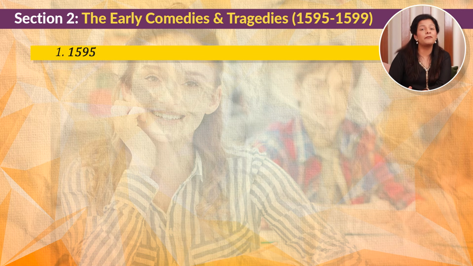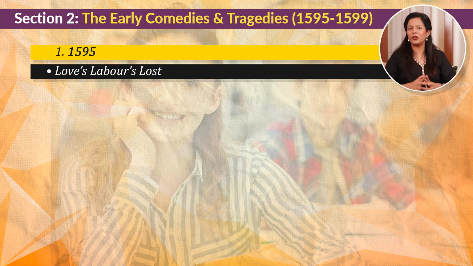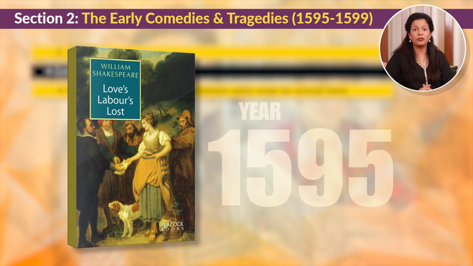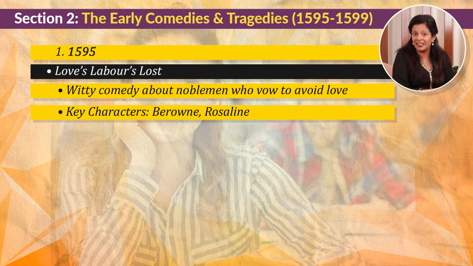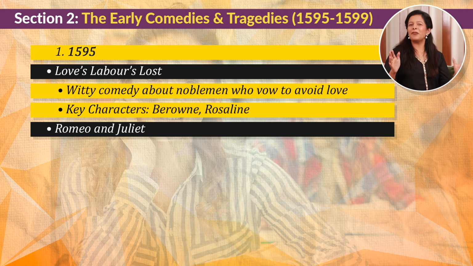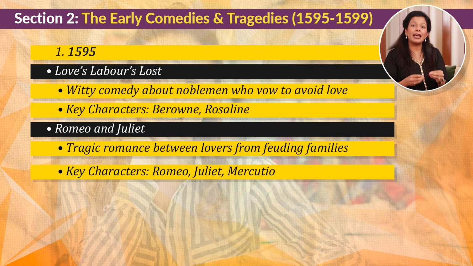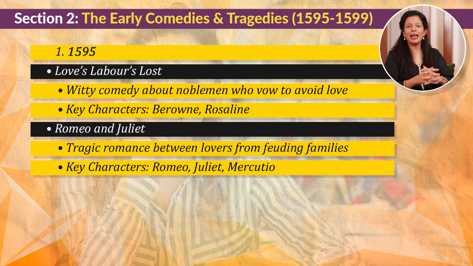In 1595, Shakespeare wrote 4 plays. The first is Love's Labour's Lost, a witty comedy about noblemen who vow to avoid love but end up falling for 4 ladies. The key characters are Biron and Rosalind. The second play of 1595 is the unforgettable Romeo and Juliet, the tragic story of 2 young lovers from feuding families. The main characters are Romeo, Juliet, and Mercutio.